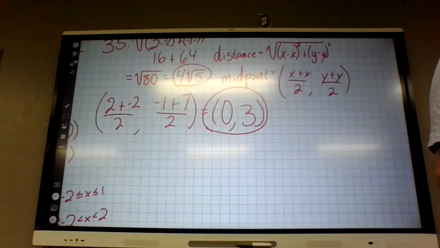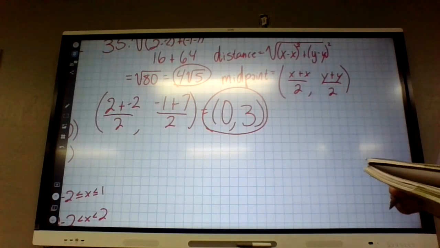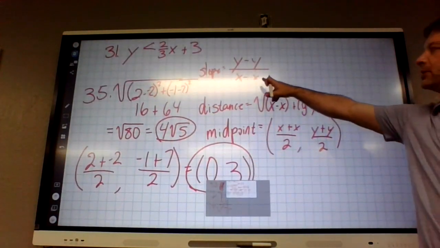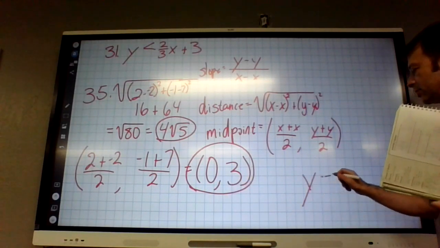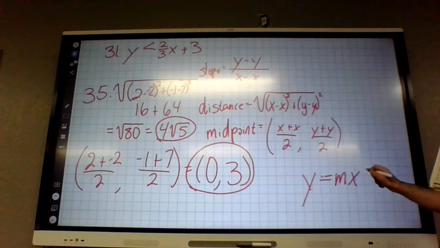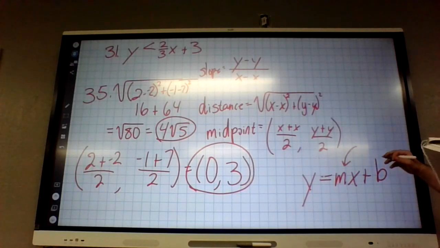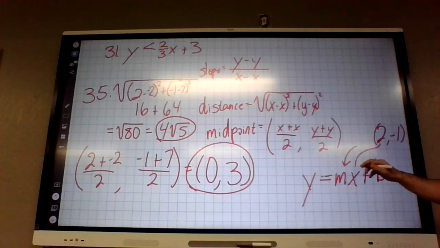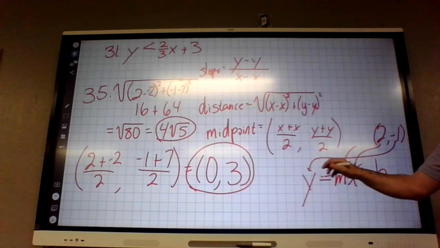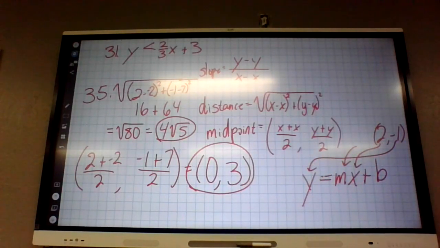Okay, on 18, how could we find the slope? Use the slope formula. Use the slope formula, right there. y minus y over x minus x. Once you get the slope, what do you do? y equals mx plus b. You plug it in there, and then you take the coordinates of one of the points, like 2, -1, you plug that in for your x and your y, and then you solve for b.